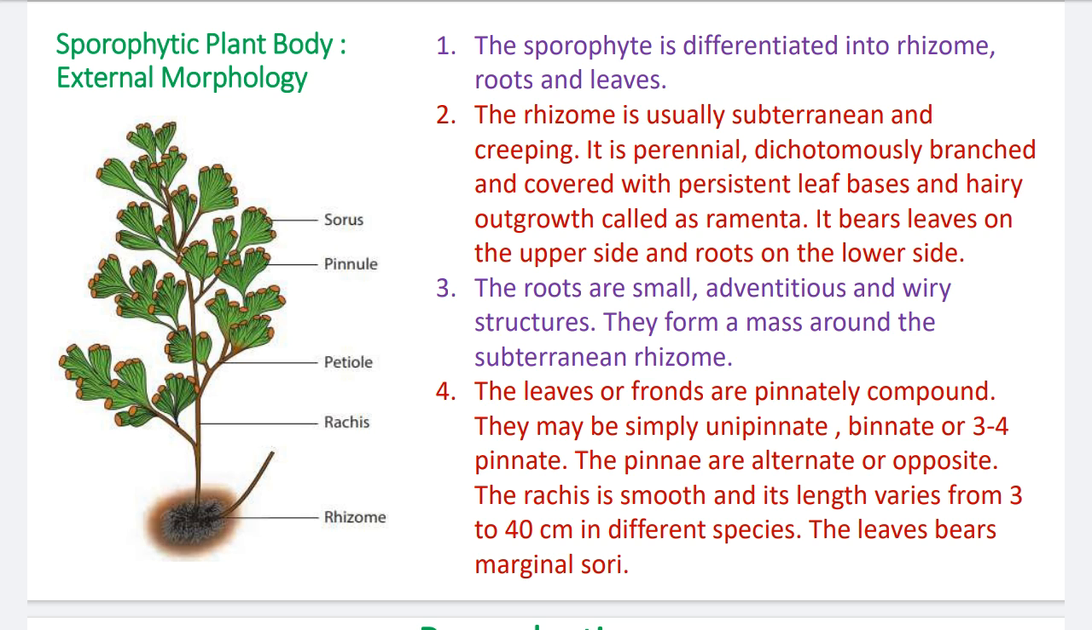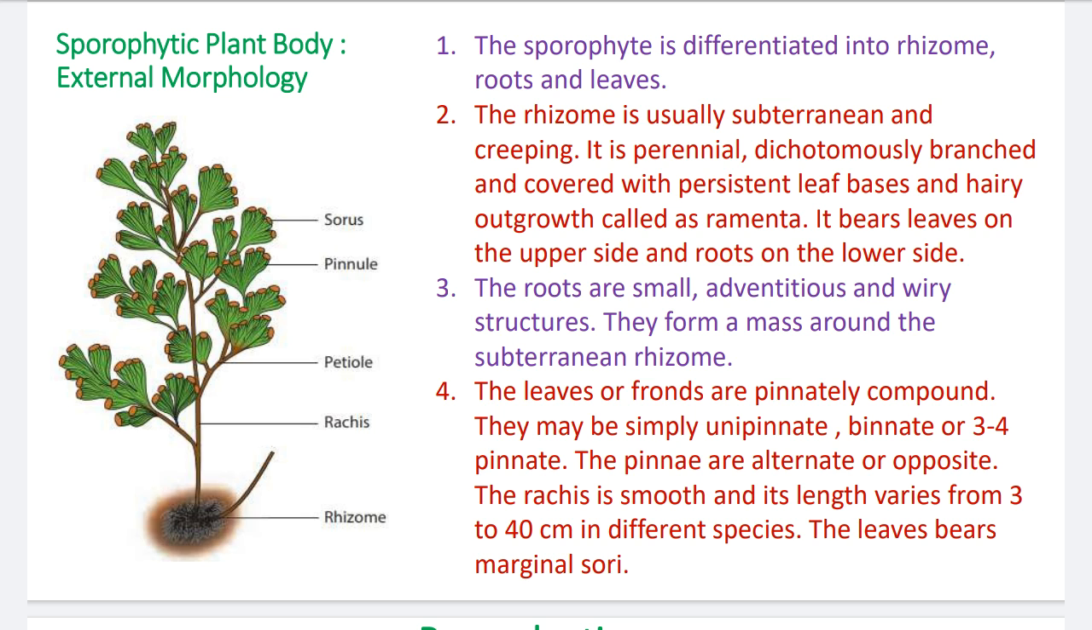So this is the entire plant body of Adiantum. Underground rhizome produces the adventitious roots. The aerial rachis acts as a central stand of the leaves, or works like a stem. Actually it is not a stem; it is the centrally located axis of the leaves. See the description: the sporophyte is differentiated into rhizome, roots, and leaves.